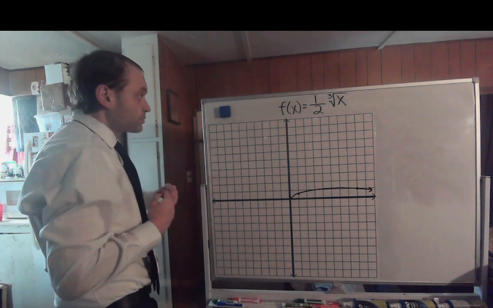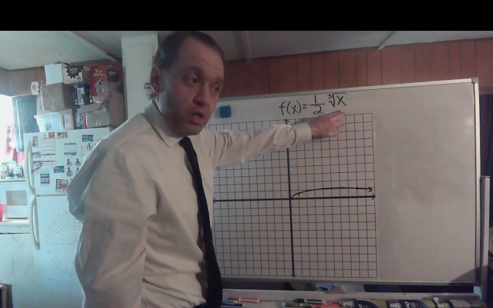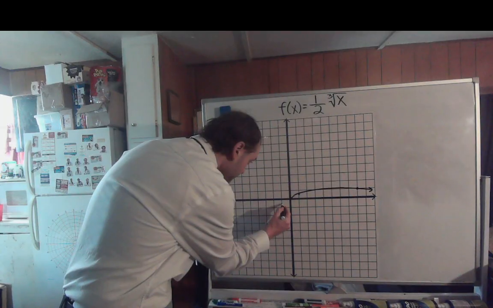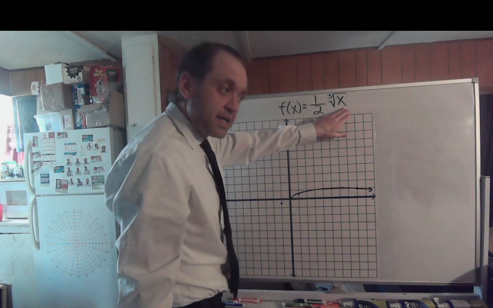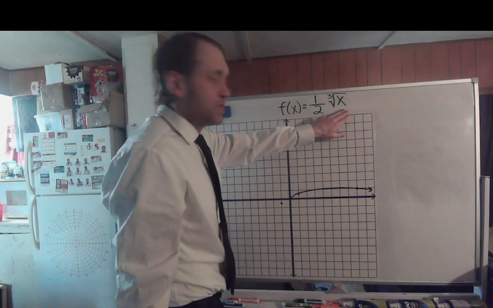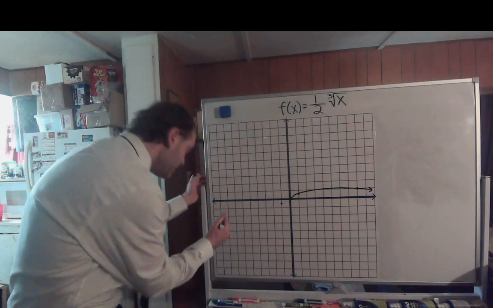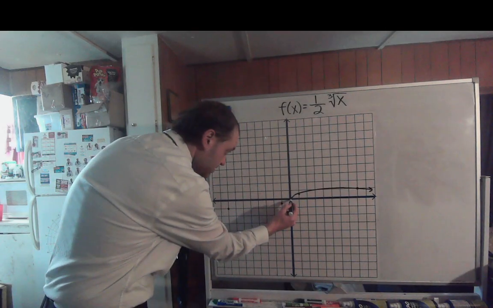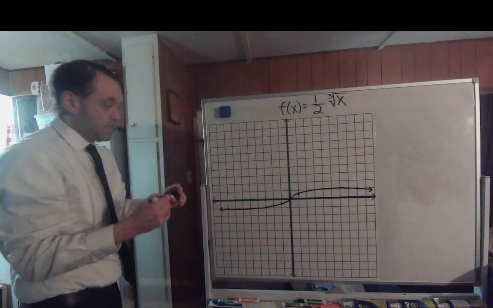Now, let's take x as -1. What's the cube root of -1? Well, that's -1. Half of -1 is -1/2. That'll put you about right there at -1, -1/2. Now let's go all the way to x equals -8. What's the cube root of -8? Well, that's -2. Half of -2 is -1. So you'll be at the coordinate -8, -1. So let's go ahead and graph that here.